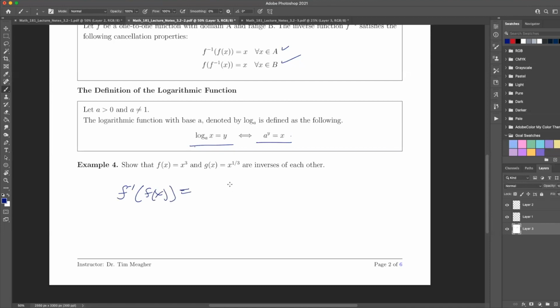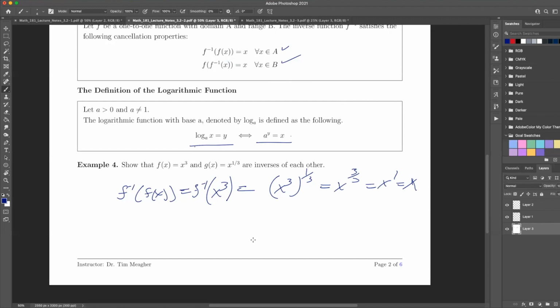One way to check your work, and this is the only reason I put this here: f of x is equal to x cubed, so I have f inverse of x equal to the cube root. Let me write it this way: x cubed to the 1/3 power. Now, according to my power rules, I can rewrite this as x to the 3/3, which is the same as x to the 1, which is just equal to x. So to show two functions are inverses of each other, you just put one into the other, right? You either do this or do this.